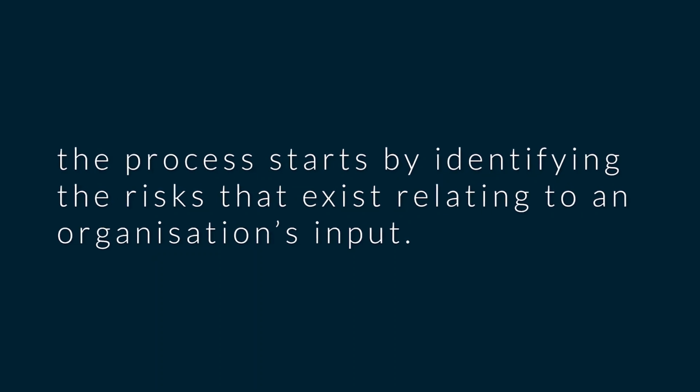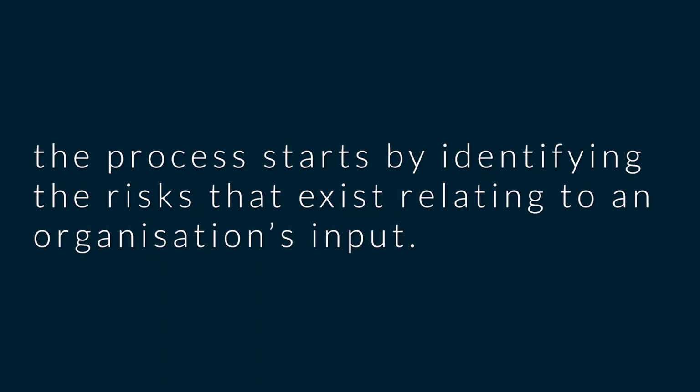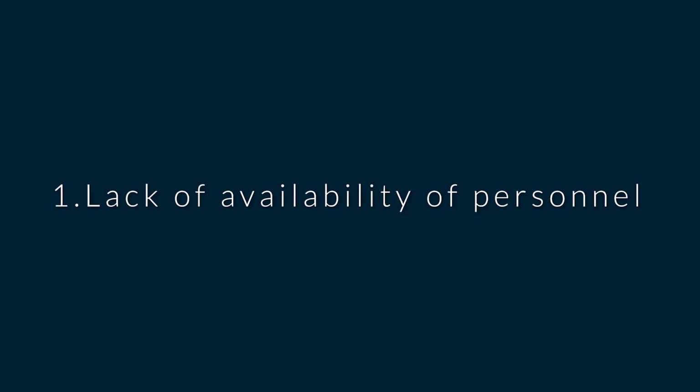The process starts by identifying the risks that exist in relation to an organization's output. And from a larger point of view, all these risks can be divided into two broader categories. We have internal risks, all of which are still associated with the supply chain, and we have external risks. So let's talk about those. Internal risks in this case will include things like lack of availability of personnel, because having or not having enough employees, or having employees who are not knowledgeable or experts on something, will still affect your business.